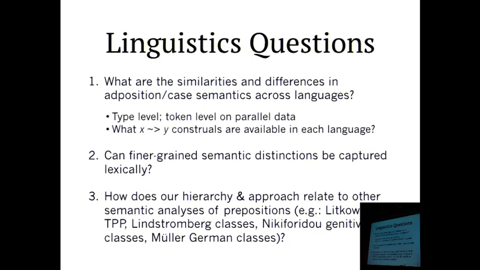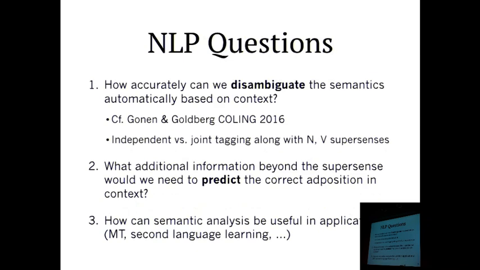Maybe things like looking at relationship to other analyses. And then for NLP, of course, we want to have a way to disambiguate these in context. There was a paper at Coling, I believe, using the first version of our data set. We want to do this once we finalize the second version of the data set, and look at other problems like predicting the preposition from the supersense, or plugging it into applications.